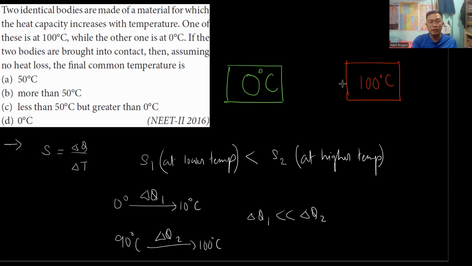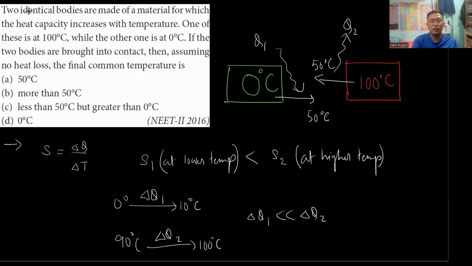and 0 degrees Celsius. If the common temperature is 50 degrees Celsius, the body going from 100 to 50 gives Q2 amount of heat, and the body going from 0 to 50 degrees Celsius takes Q1 amount of heat.